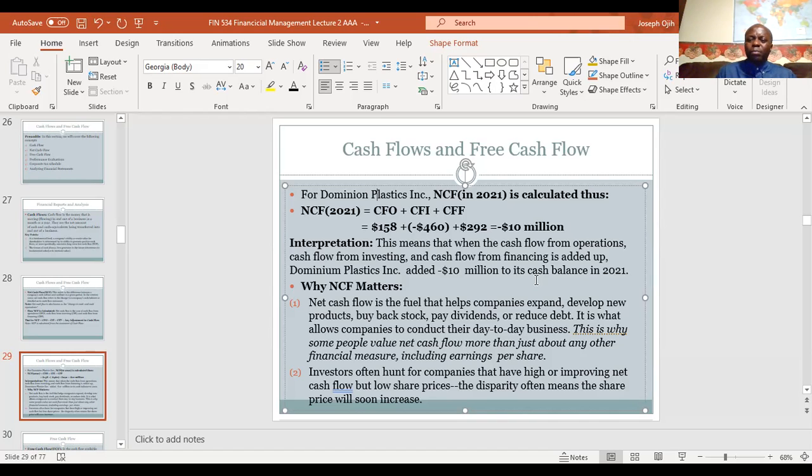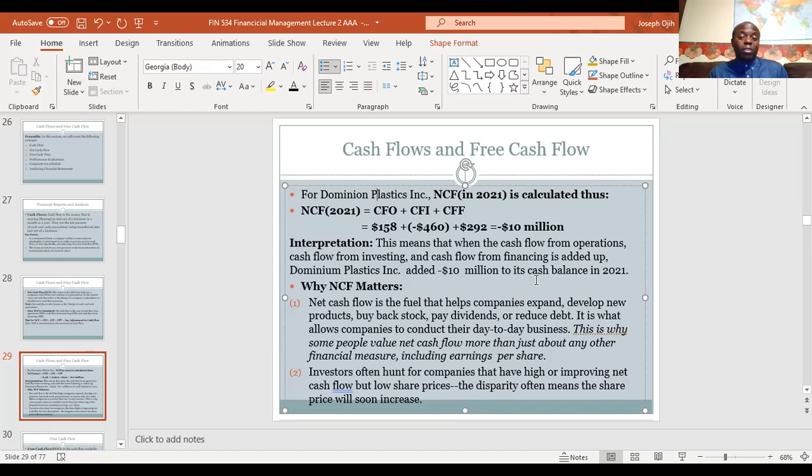So, in other words, in fact, this is why some people value net cash flow more than just about any other financial measure, including earning per share. Some analysts and investors value net cash flow more than earning per share. Because if you're negative over the years, and it continues to be negative, there might be trouble somewhere.